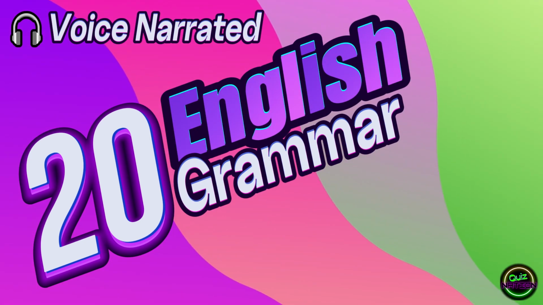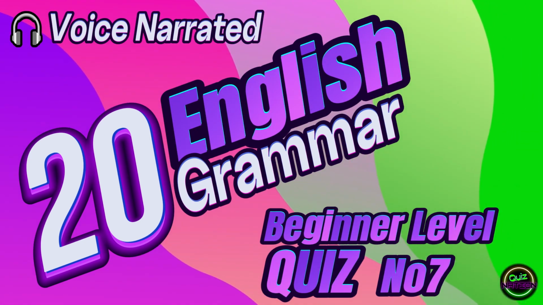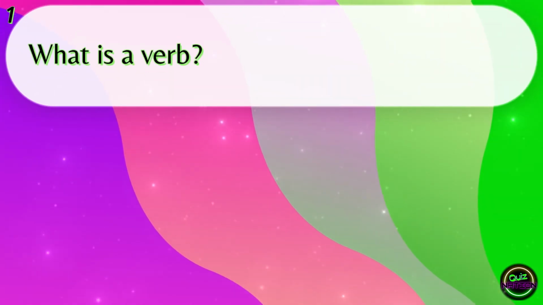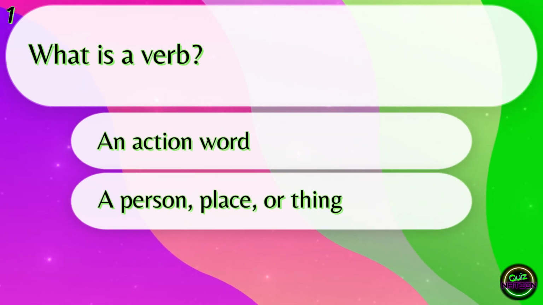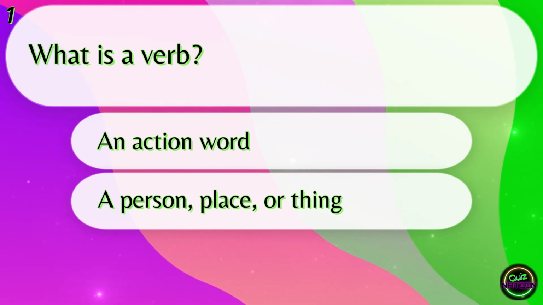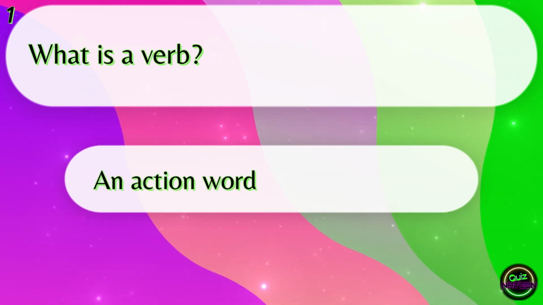Let's play. 20 English Grammar Beginner Level Quiz. What is a verb? An action word. A person, place, or thing. An animal. An action word.